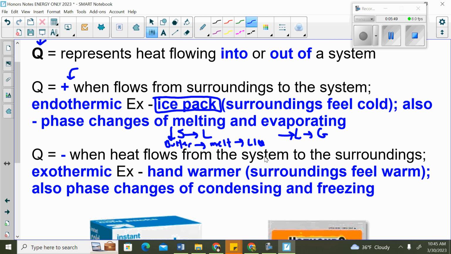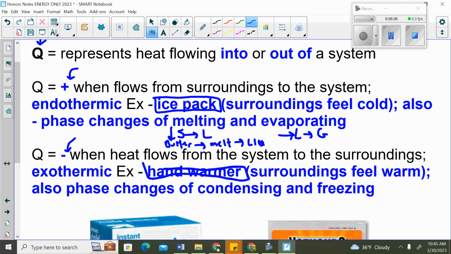Now, the opposite, when Q is negative with your calculation, right? This is when heat flows from the system to the surroundings. And this is called exothermic. And yes, one example could be a hand warmer, right?